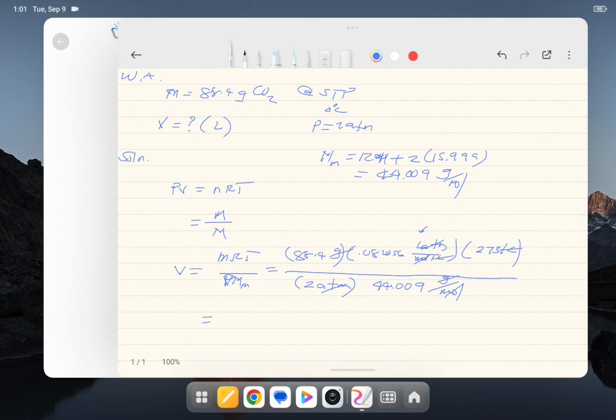We take our calculator: 88.4 multiplied by 0.082056 multiplied by 273, and then all over 2 times 44.009, and it will give us, voila, 22.5 in 3 significant figures. How many significant figures do we have? Actually, this pressure of 2 atm might be an exact one, so it's not included in the significant figures.